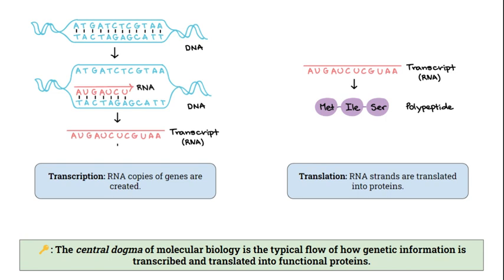And this is essentially going to happen over two different processes. You have transcription, where RNA is going to copy the gene that we need to make the protein from. And then you have translation, in which the RNA strands are going to be translated from RNA into the actual proteins themselves through the use of different molecules. So whenever you hear the central dogma, essentially what that refers to is this idea of how we go from information in DNA to a finished protein or polypeptide.